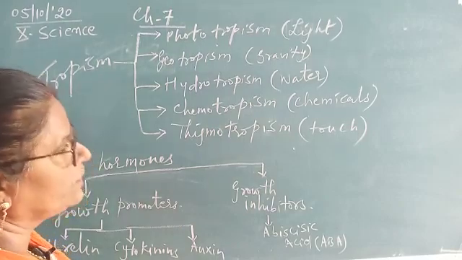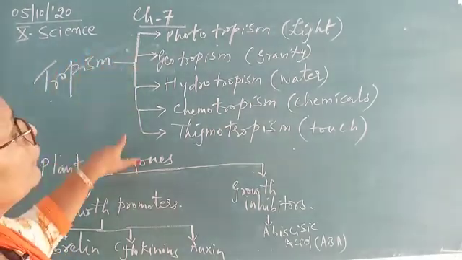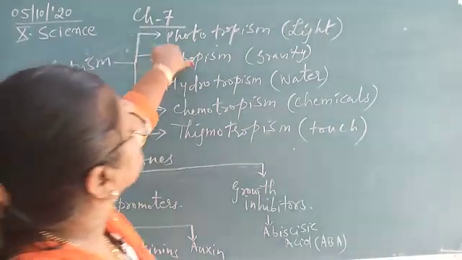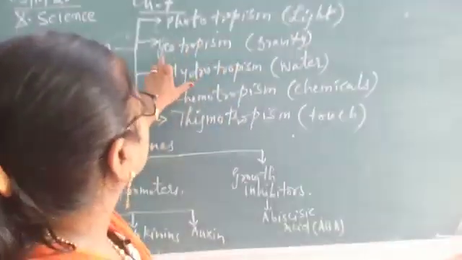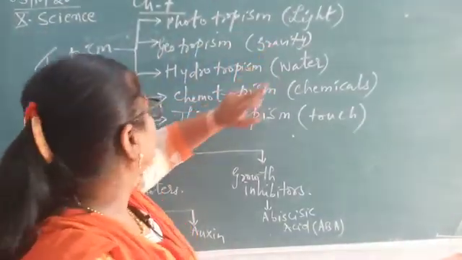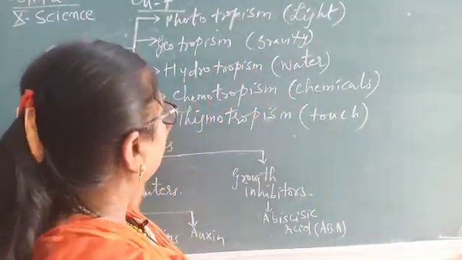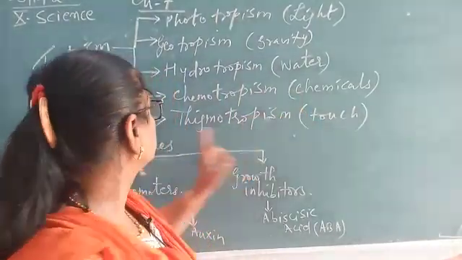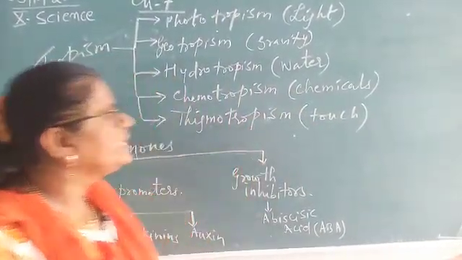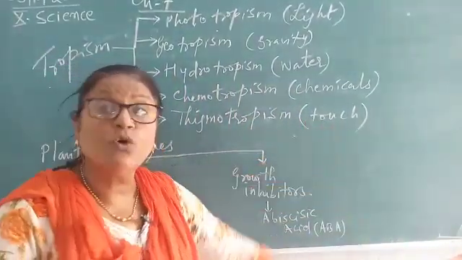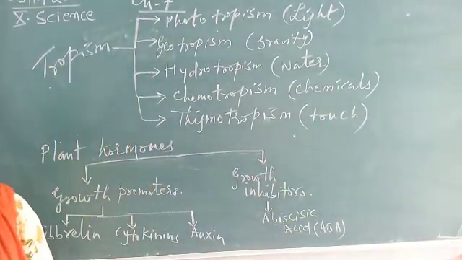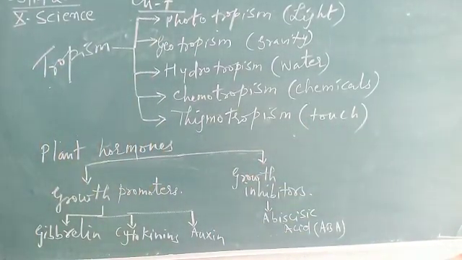Last time we already discussed tropism. This is the definition. Now there are 5 types of tropisms. Phototropism, that is due to light. Geotropism, that is due to gravity. Hydrotropism, that is due to water. And chemotropism, due to chemicals. Thigmotropism means because of the touch. So all these 5 we had already discussed in the previous lecture. Today we see the positive and negative tropism.